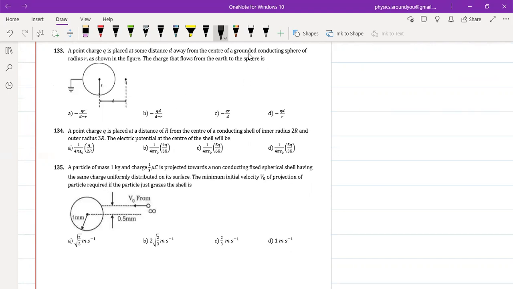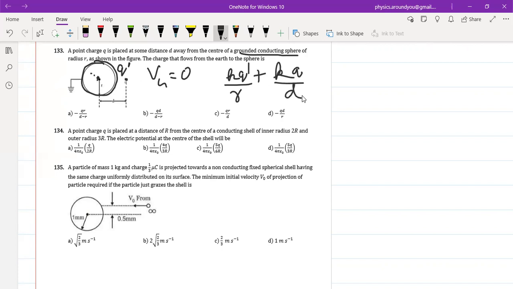The core concept for a grounded conducting sphere is that the potential of this sphere, connected to the ground, is zero. So what can I say? Let the final charge on this sphere be q dash. The total potential at the center will be kq dash by r plus the potential due to this q at the center, which is kq by d. The sum of these two potentials should be zero. Why? Because that is the total potential.